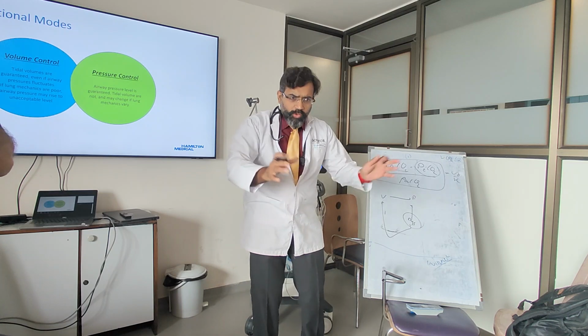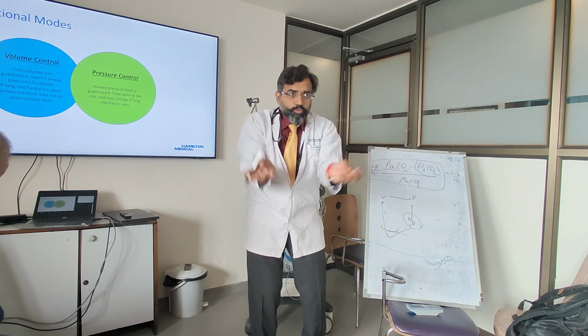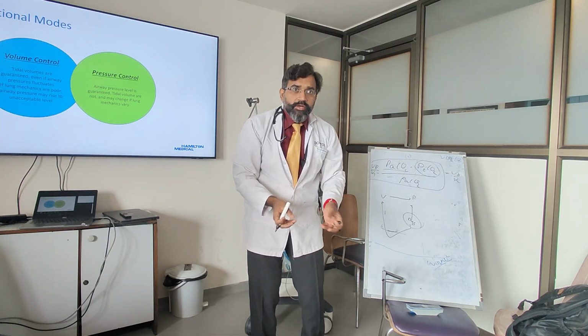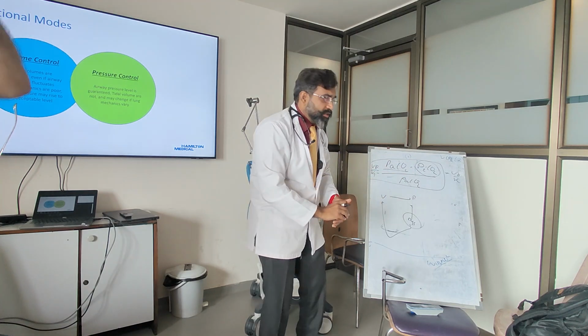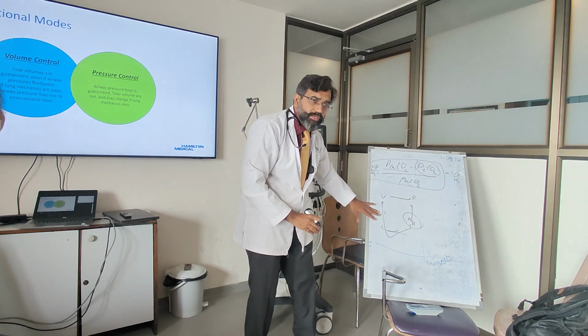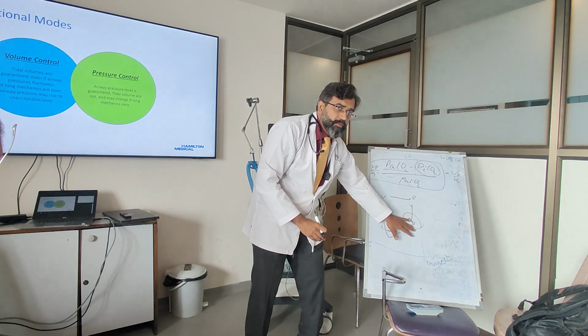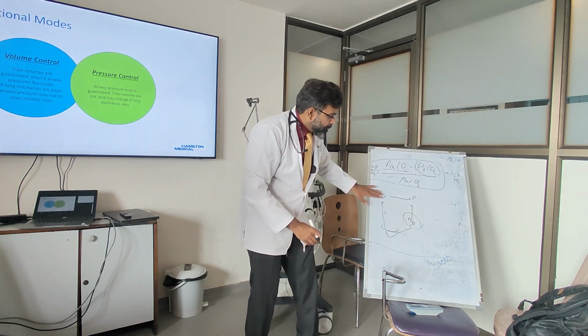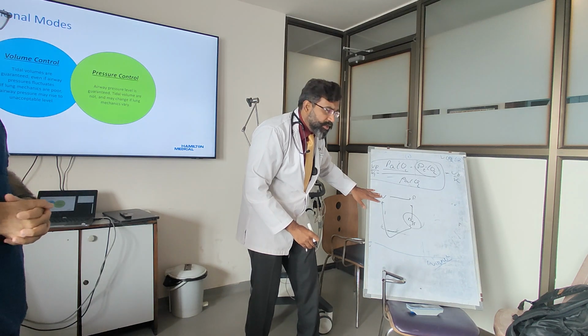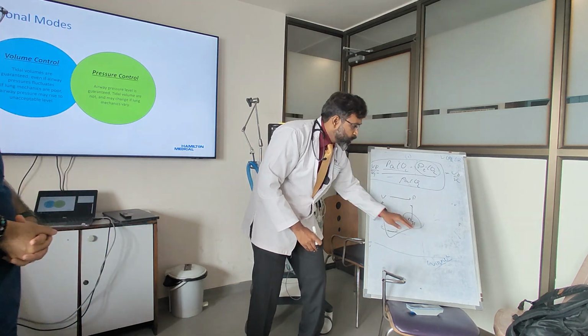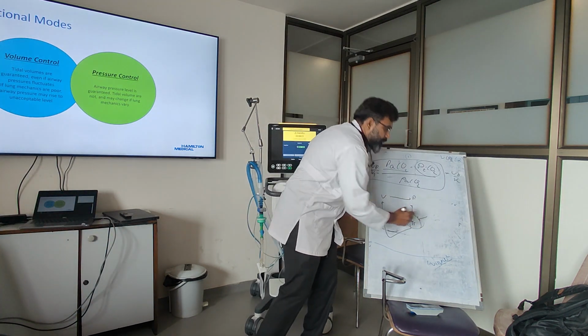You understand what I'm saying? Don't take it as a literal meaning. The theoretical loop is: there is a volume, the pressure changes, and the physician comes in the middle. Similarly, in pressure control, you have a constant pressure, the volume changes, and the physician comes in the middle. So the loop involves a physician.